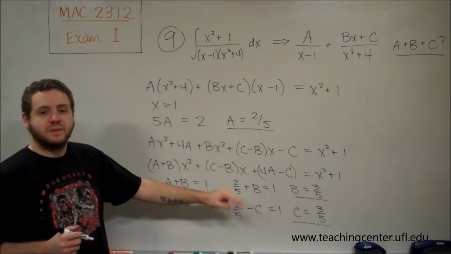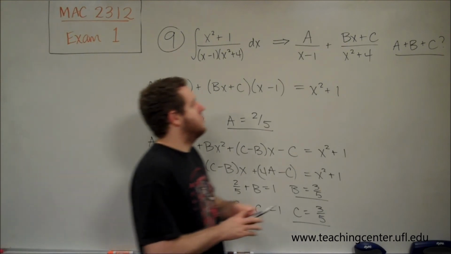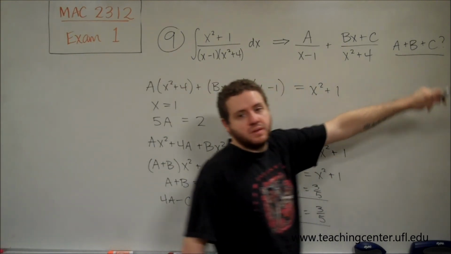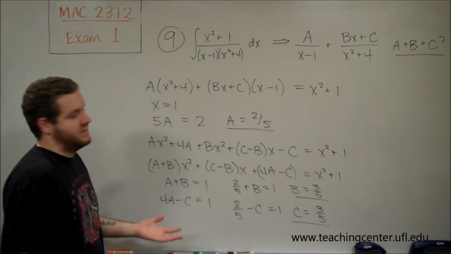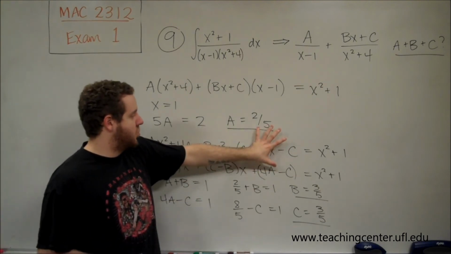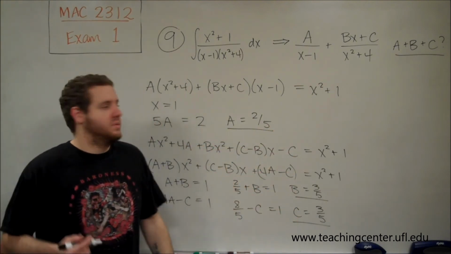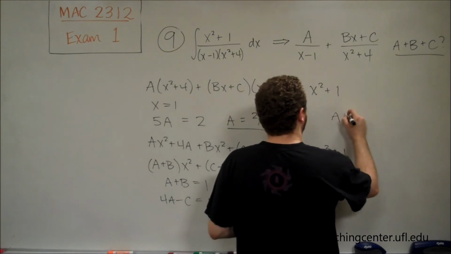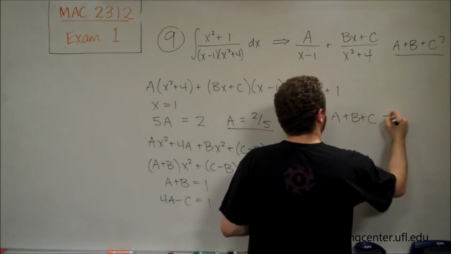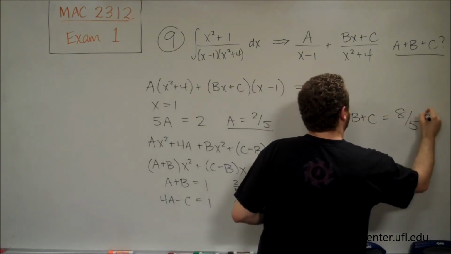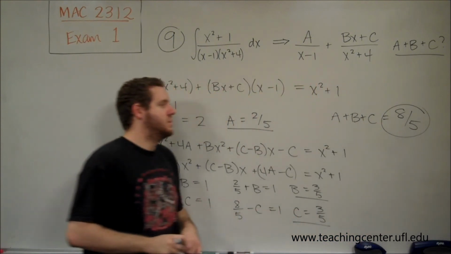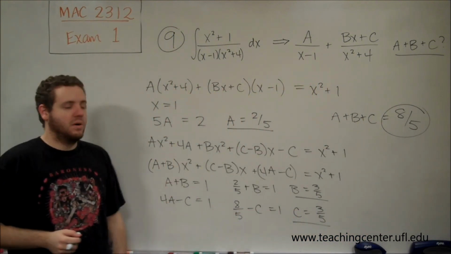2/5, 3/5, and 3/5. Remember, in this problem we're looking for a plus b plus c. So we just need to add all these together. Now 2/5 and 3/5 is 1. We have an additional 3/5, so all together we would have 8/5 as our sum of a, b, and c.